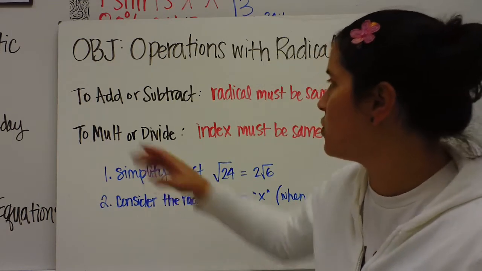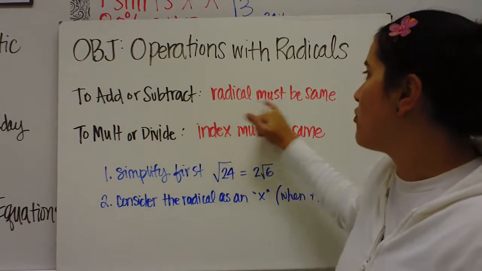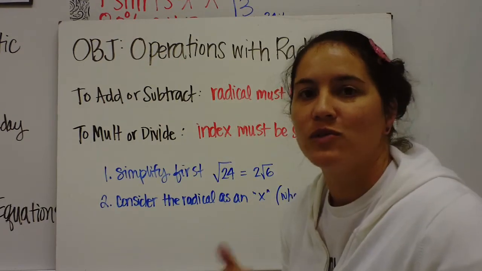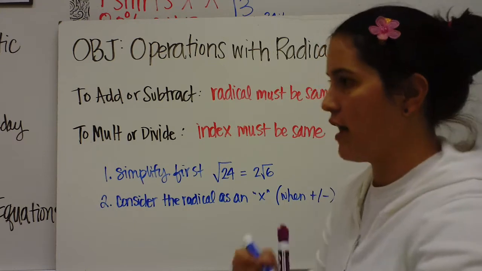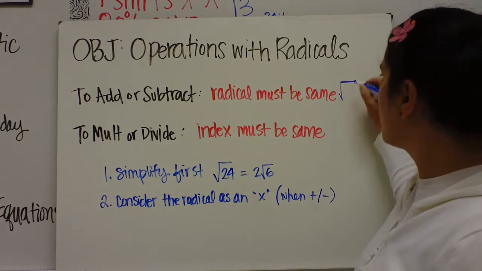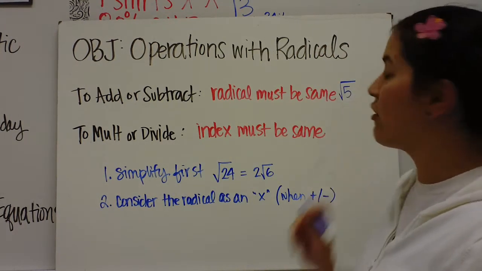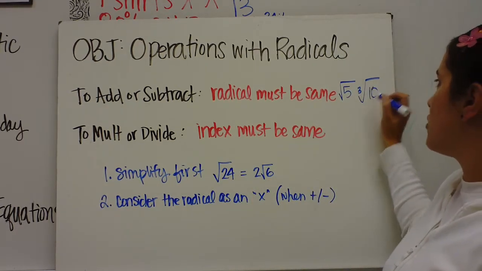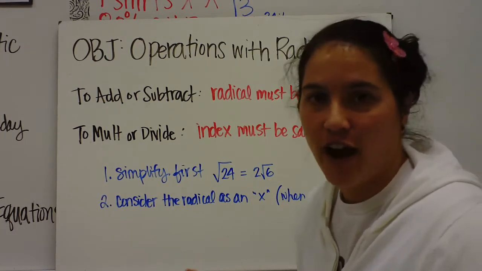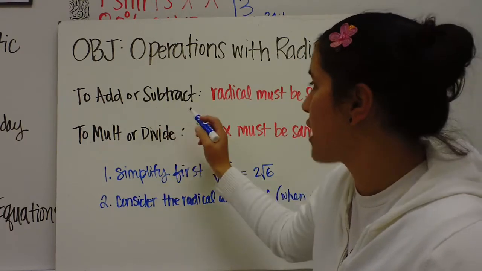So there's a few rules. To add or subtract, your radicals must be the same radicals and the same index, which means the little number on the outside. So if it's a square root, they both have to be like the square root of 5, or they both have to be like the cubed root of 10. You can't have different radicals and different indexes when you're adding and subtracting.